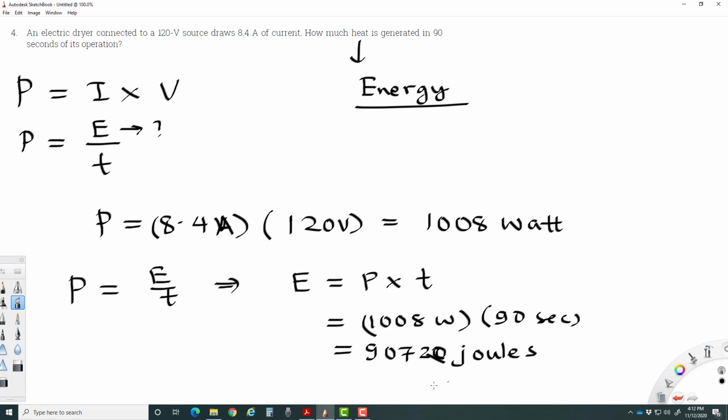So 90,720 joules could also be called 90.7 kilojoules. Kilo is times 1000. 1 kilojoule is 1000 joules.